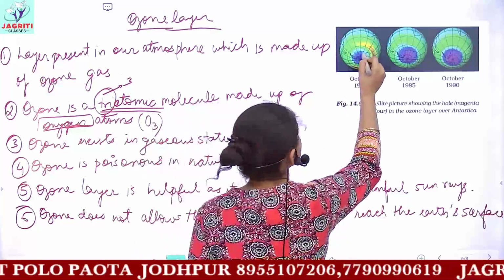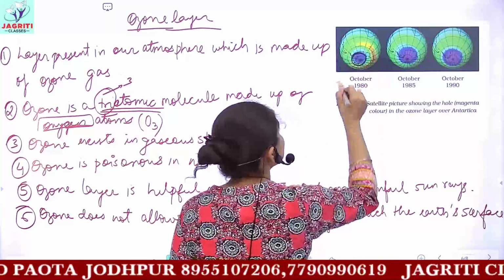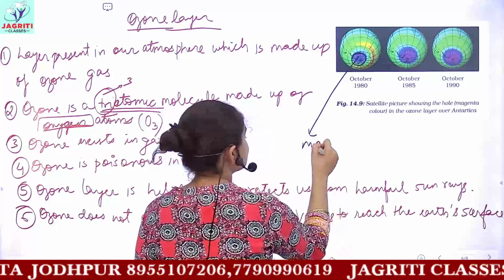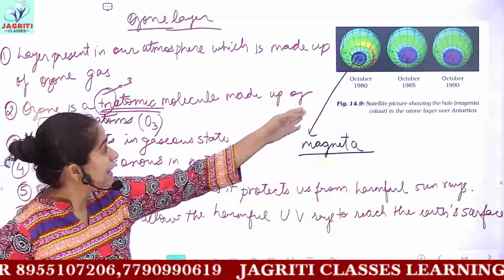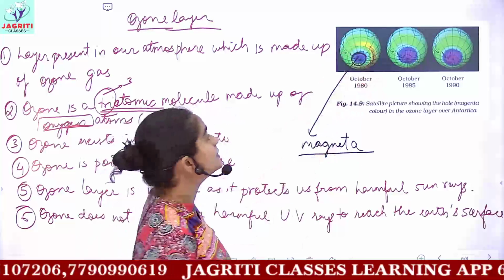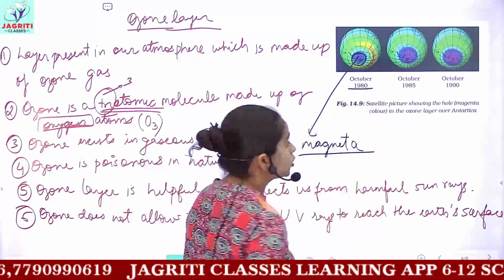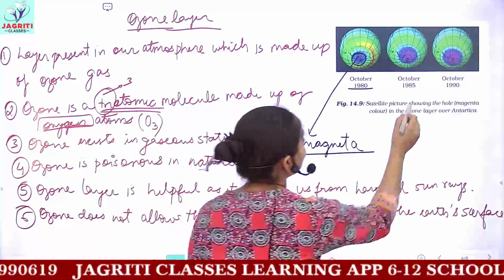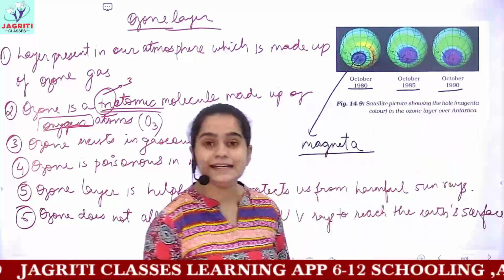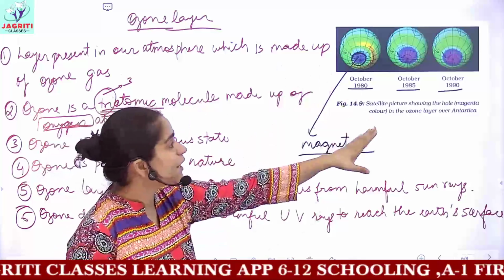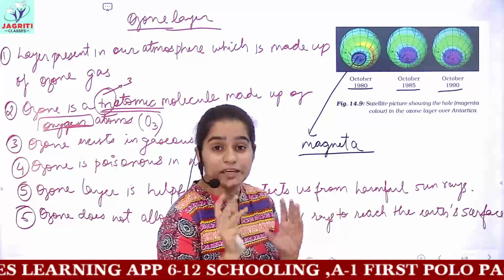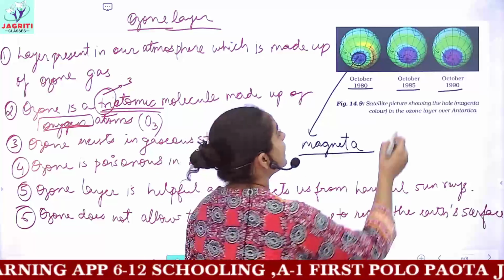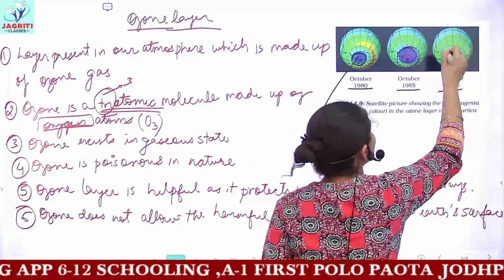This picture, which is in purple color, actually if you can see in your books, it is written that the hole is being shown by a magenta color. So magenta is that purple color, and you can see this is a picture of October 1980. Then you have pictures of 1985 and 1990. So after every 5 years, the hole in the ozone over the Antarctica region is being observed, and it is seen that the ozone hole was expanding day by day.